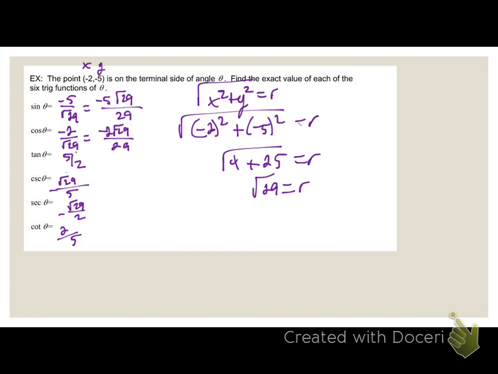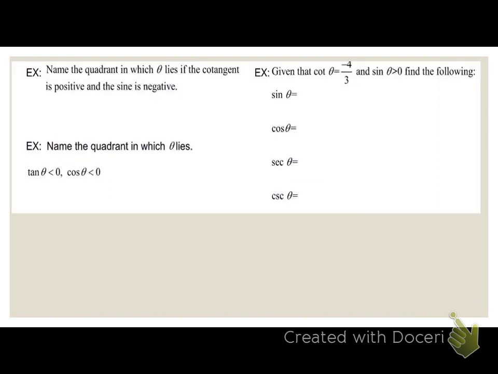Those are the 2 big ideas coming from what we want to talk about today. Some other things that you want to just be able to think through and do. There's so much that we can do with this unit circle and sine, cosine, and tangent values. Okay? So just want to be able to answer some of these questions. Name the quadrant in which theta lies if the cotangent is positive and the sine is negative. Remember, a smart trig class.